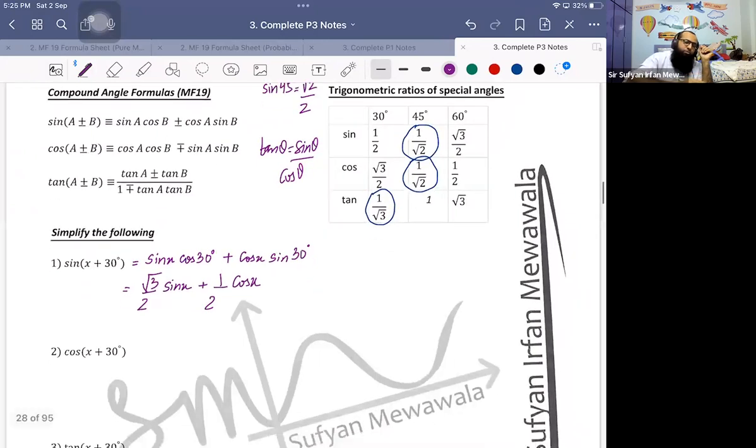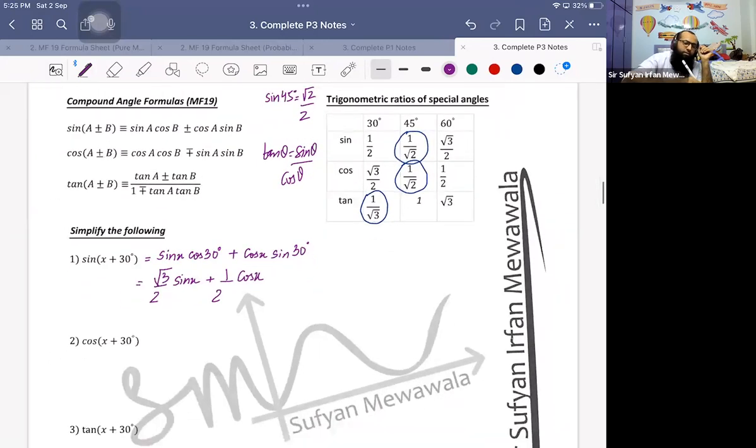Then if we expand cos x plus 30, it is going to be cos x cos 30 minus sine x sine 30. So expanding the cosine, the plus sign gets converted into minus and the minus gets converted into plus. So cos x plus 30 is cos x cos 30 minus sine x sine 30.